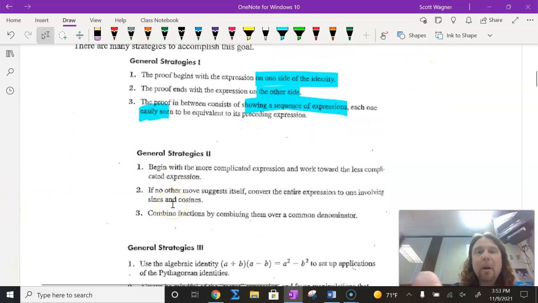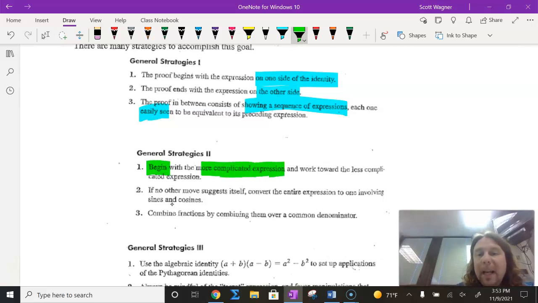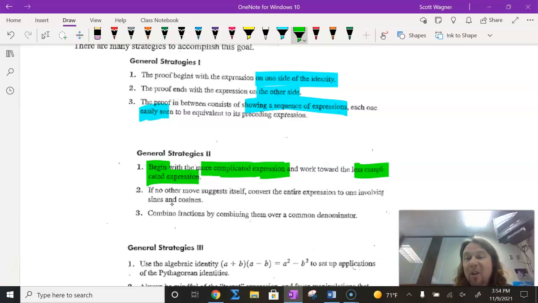All right, general strategies, part 2. Begin with the more complicated expression and work towards the less complicated expression. That's a strategy that might help you out. Start with the thing that's more complex and make it look a little bit easier. General strategy number 2: if no other move suggests itself, convert everything to sines and cosines. I know we talked about that strategy before, but if you can't see any of the other identities, you can always use sines and cosines to work with.